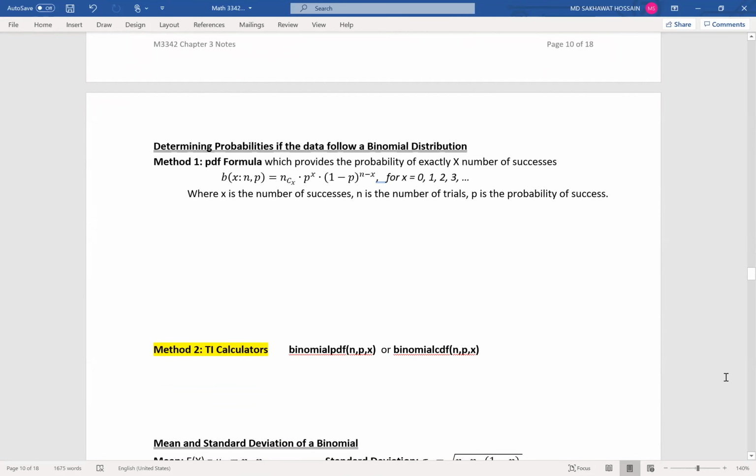Okay, so now the question is, we know that the data follows a binomial distribution. So how do we find the probability from a binomial distribution?